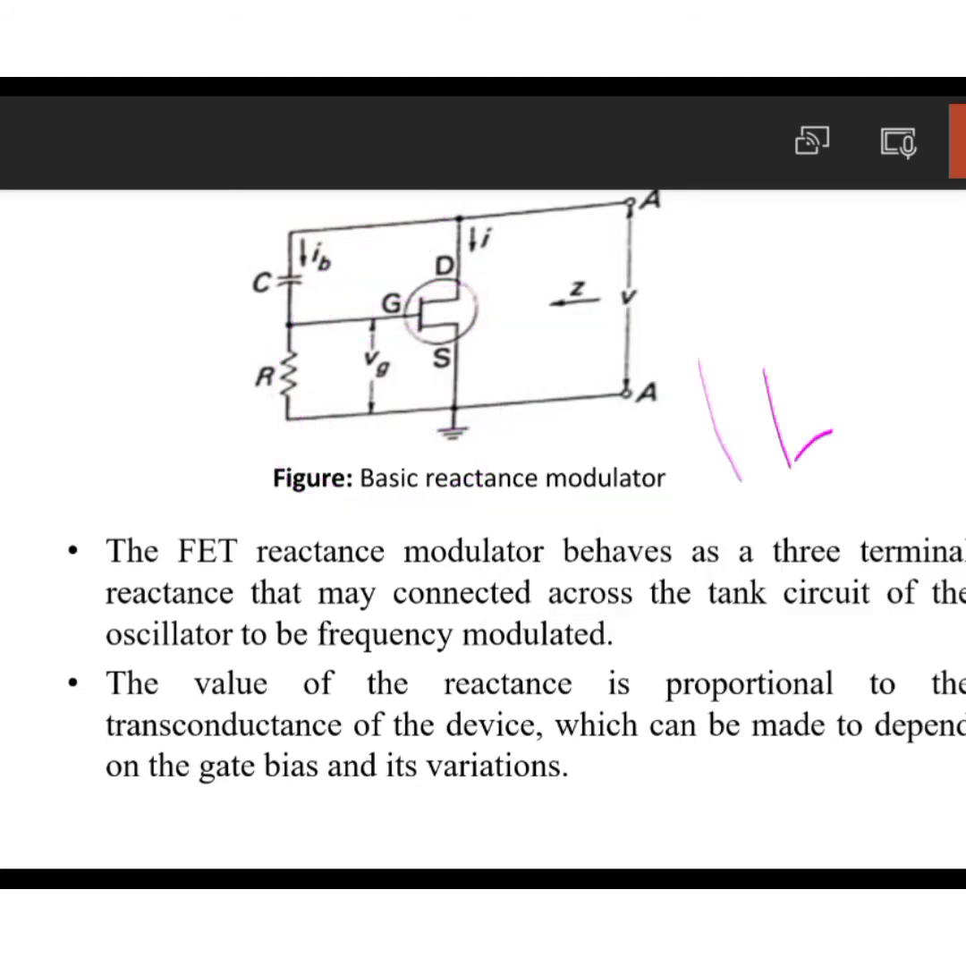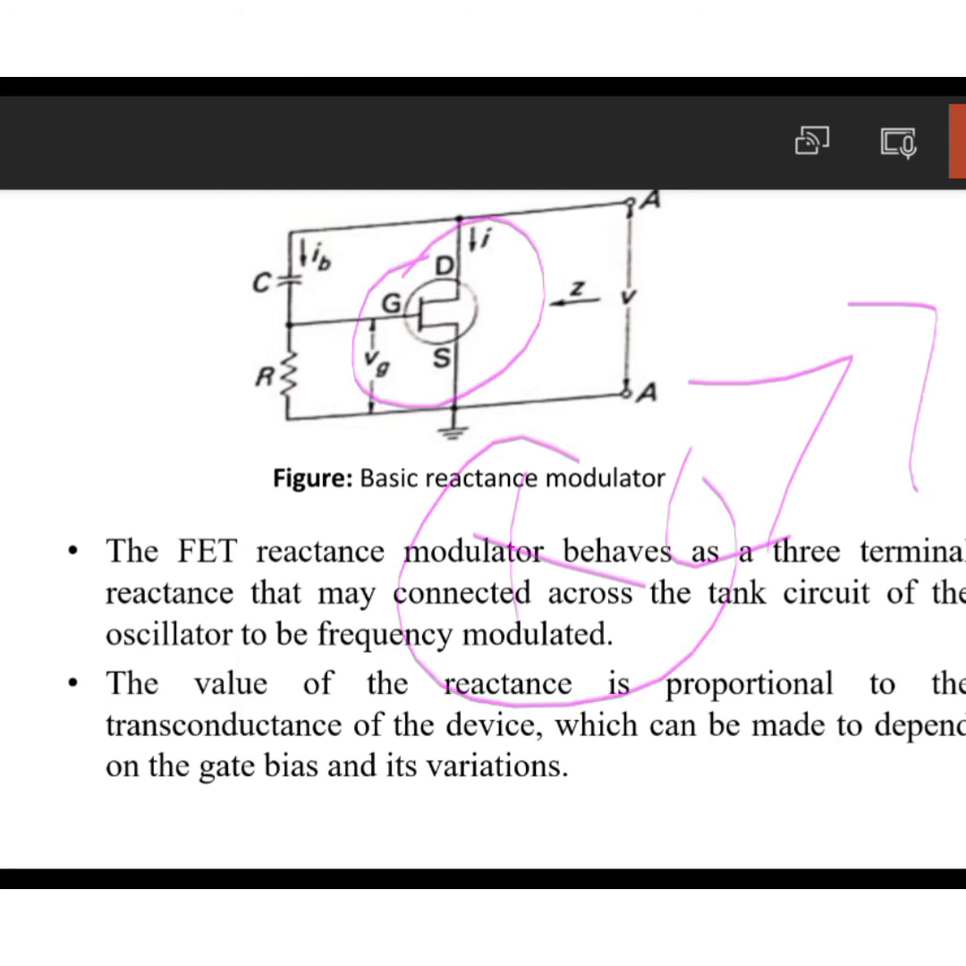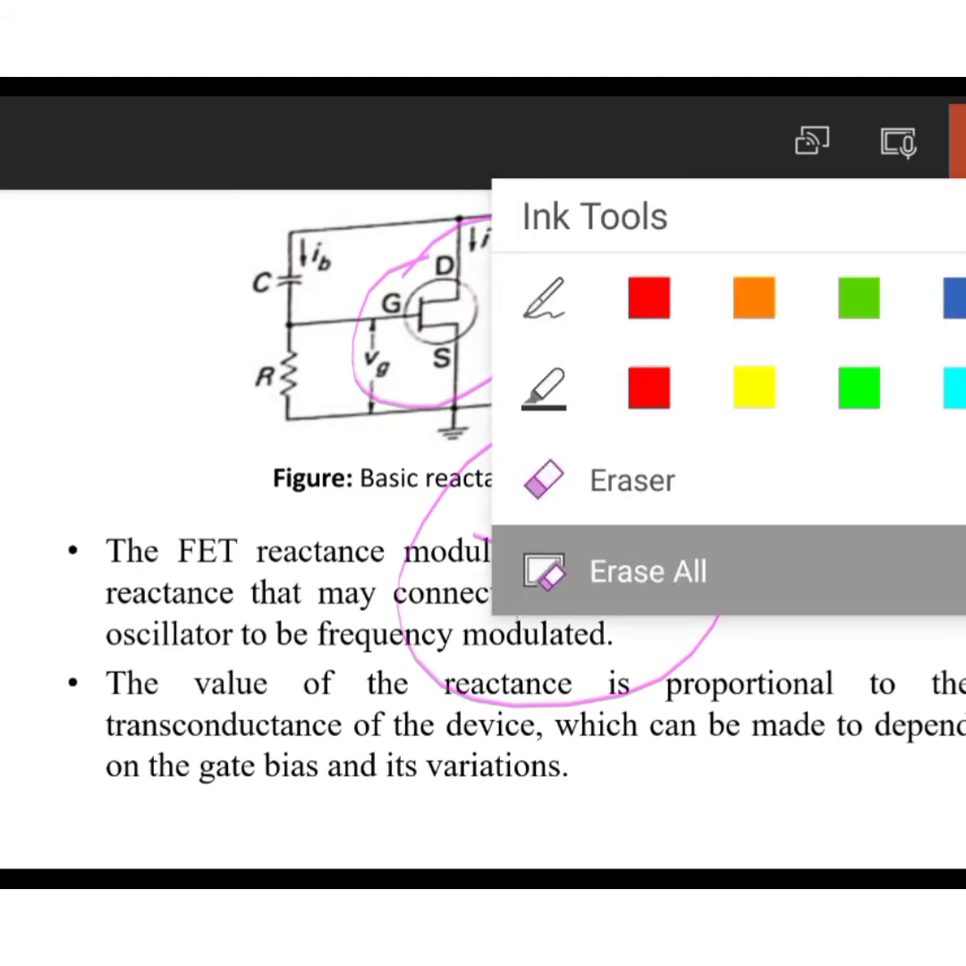So these are the very important assumptions we are making here. First, IB is negligible when compared to ID. Second, XC developed here is very much greater than R. So the reactance developed here is capacitive reactance.